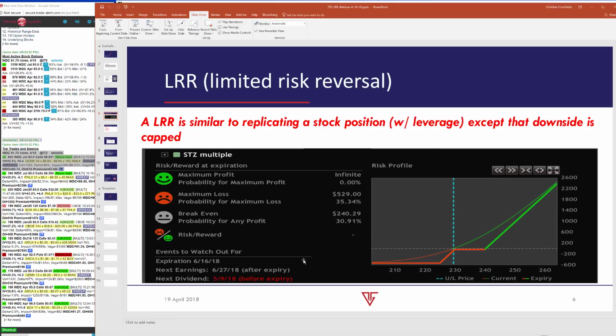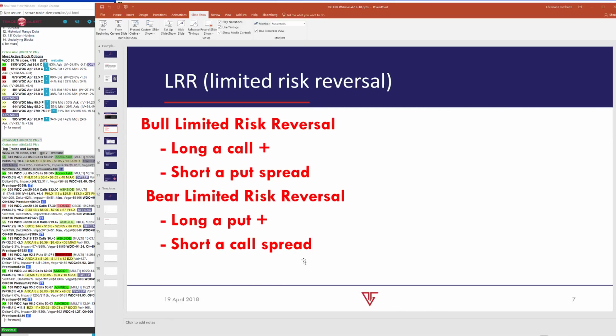But basically, what a bull limited risk reversal is, you're long a call, so you have a limited upside when you do this, and rather than short puts, you're short a put spread, right? So this way you're capping your downside, right? That's how we coined the phrase risk reversal, but a limited risk reversal because your risk is limited, and you should know exactly what it is every time you structure a trade.